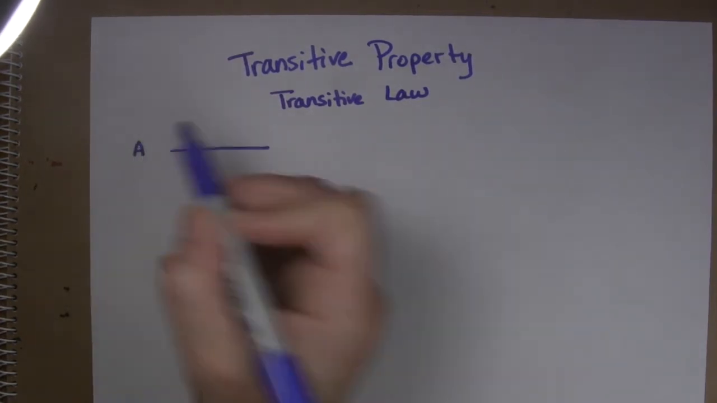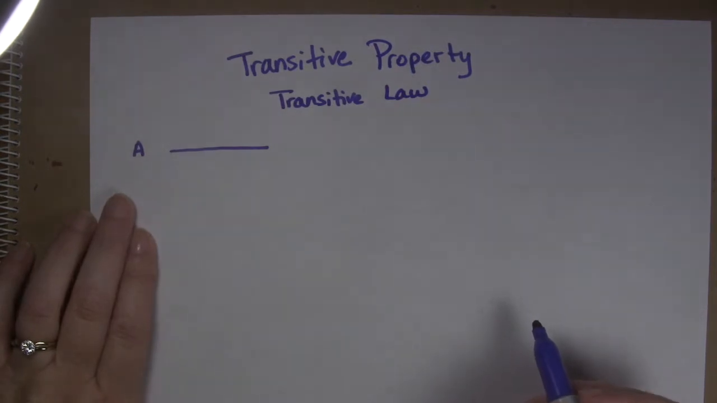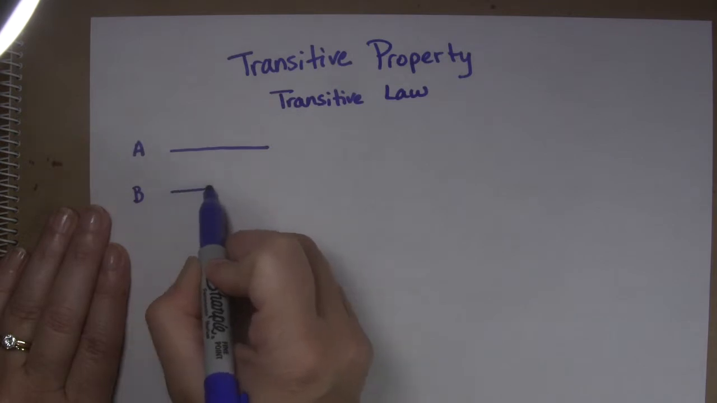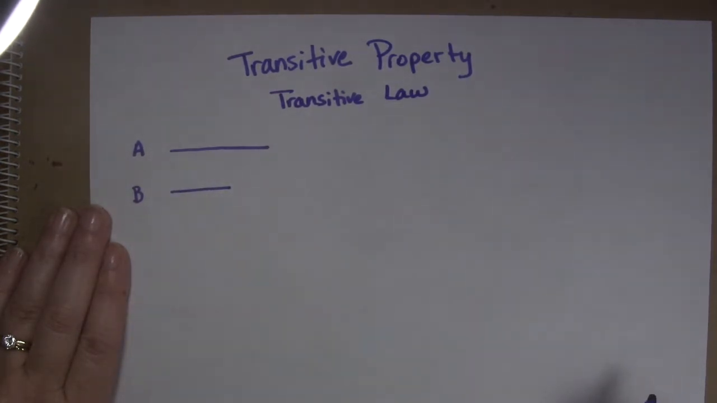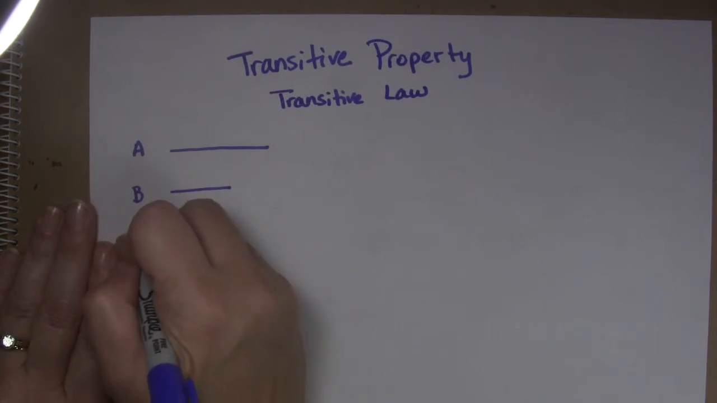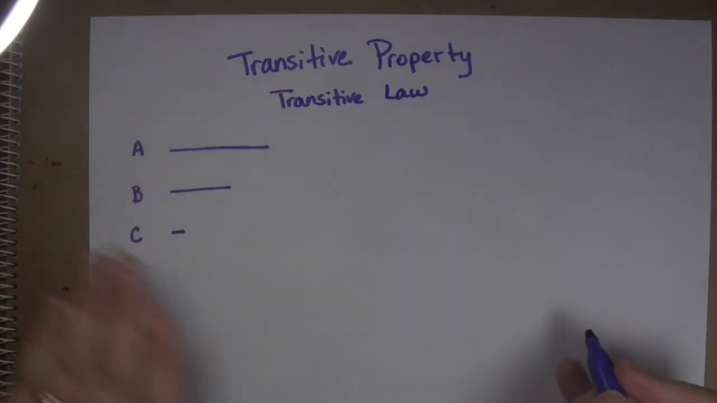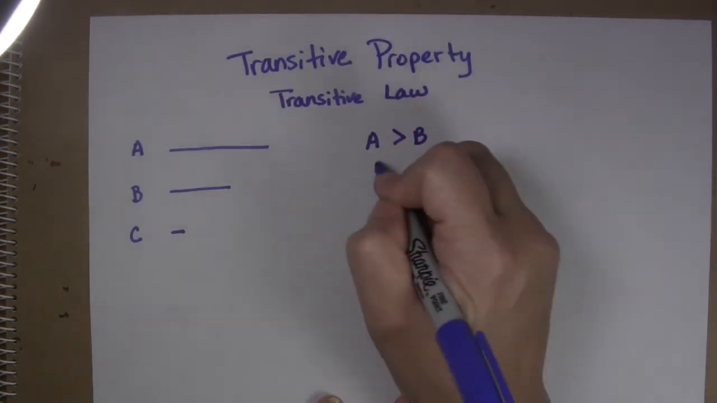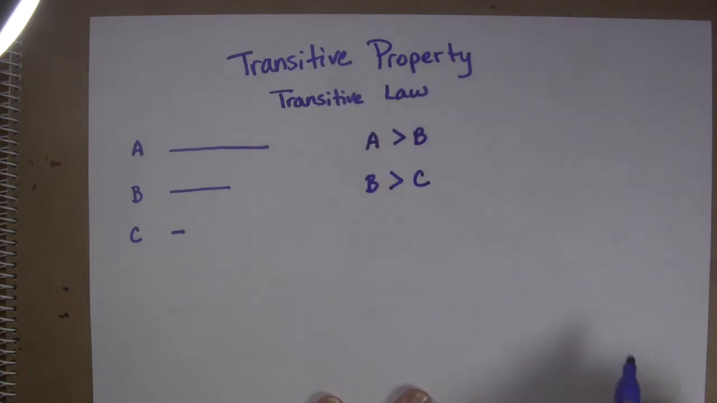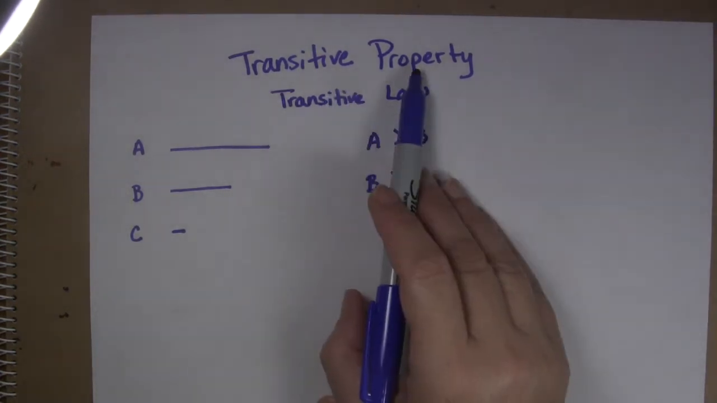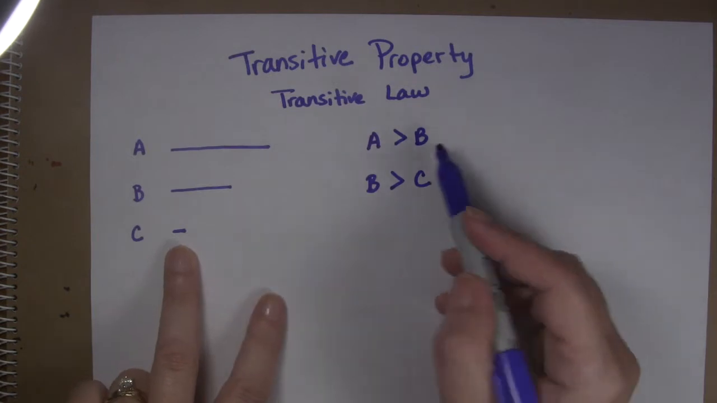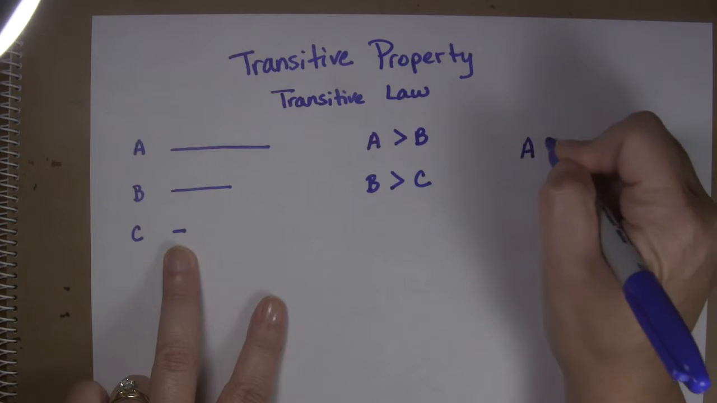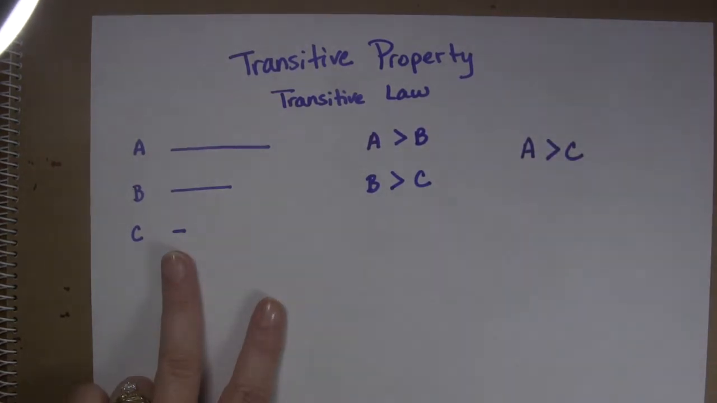Let's say that this is line segment A, and we know that line segment A is bigger than line segment B. Okay? And we know that line segment B is bigger than line segment C. So we know that A is bigger than B, and we know that B is bigger than C. The transitive property, or the transitive law, says that we can take these two bits of information and say that means that A is bigger than C.